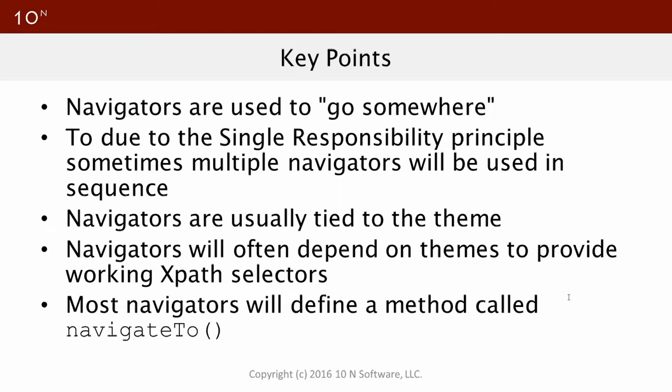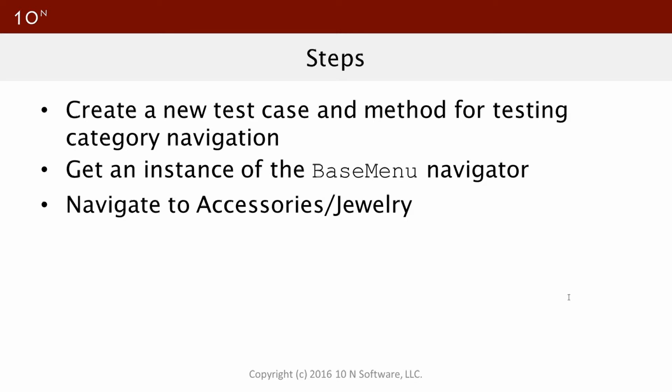Navigators are also going to be tied to the theme. That's because navigators will often be using XPath in order to figure out which elements they need in order to do their job. The XPath is usually going to be defined in the theme, and so the navigator will ask the theme to get a fully working XPath based off of the activity that it's doing. And our final key point is that most navigators will define a method called navigate_to, with a couple of very minor exceptions here and there. Here are the steps for the introduction to navigators.